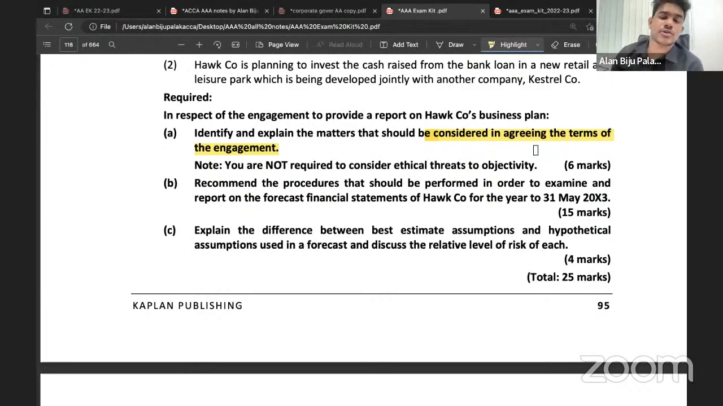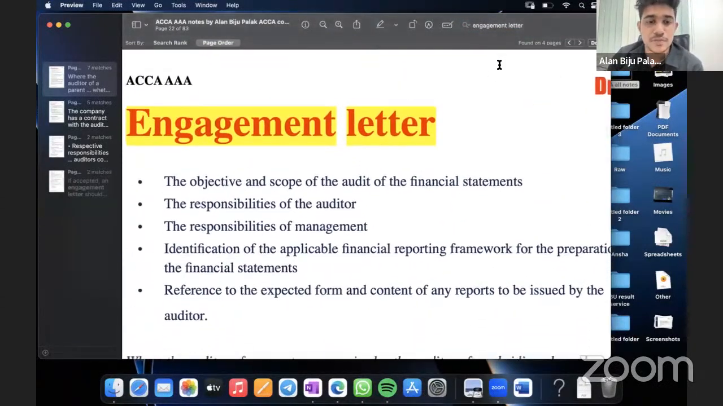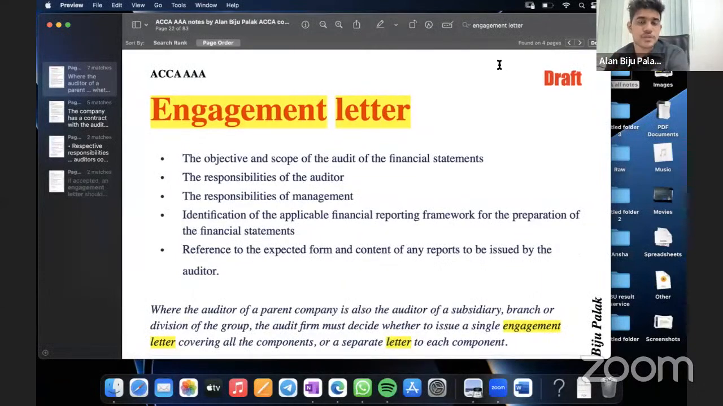So before agreeing to the terms of engagement, we need to consider the matters listed in the engagement letter, which means we need to consider the objectives and scope of the audit, the auditor's responsibilities, and management's responsibility. We need to consider the applicable financial reporting framework, then the reference to the expected form and content of the report. If something is specified in relation to fees, that has to be provided there. If something relating to a deadline is specified in the engagement, that has to be considered. So these are the factors you need to consider before agreeing the terms of an engagement, the factors in the engagement letter.